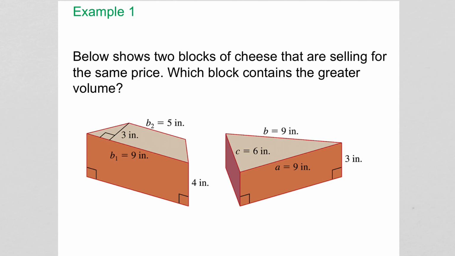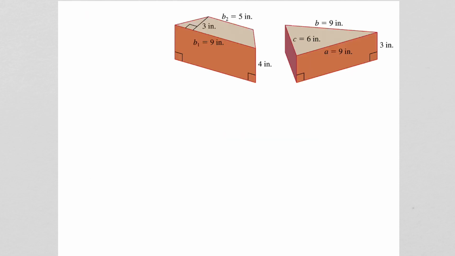In example 1, we've got 2 blocks of cheese that are selling for the same price. We want to know which block contains the greater volume. So in these blocks, the first one, the base is a trapezoid, and the second one, the base is a triangle.